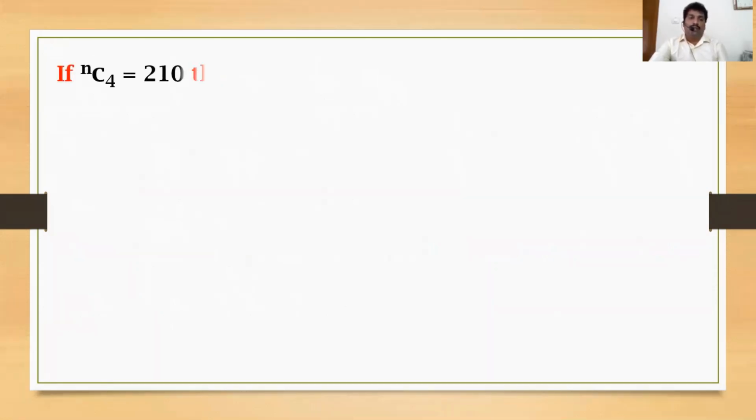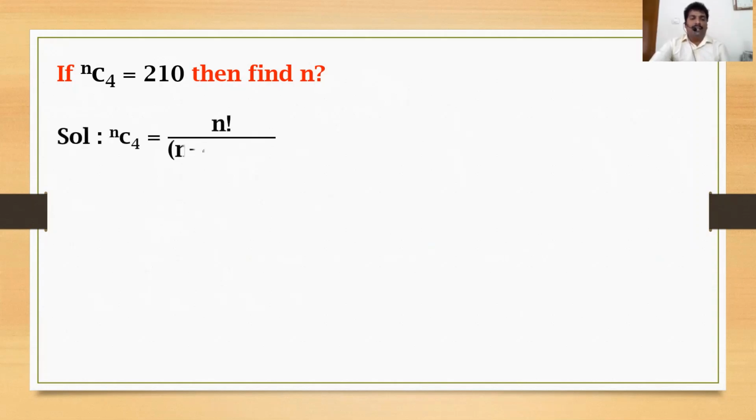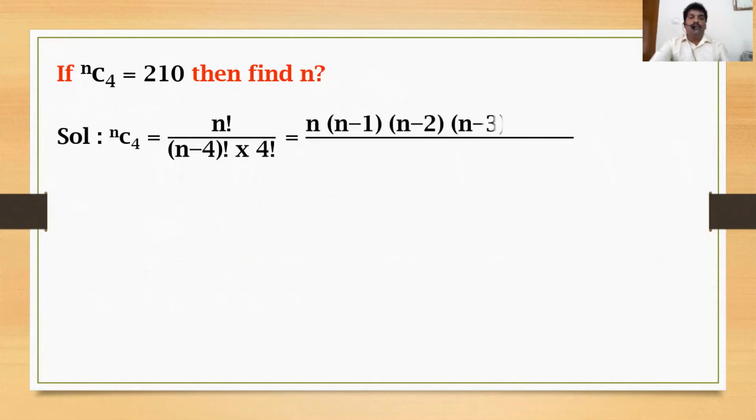Next, one more question. If NC4 is equal to 210, then find the N value. This is an application of the formula NCR is equal to N factorial divided by (N minus R) factorial into R factorial. Using that formula, NC4 is N factorial divided by (N minus 4) factorial into 4 factorial. So N factorial can be written as N into (N minus 1) into (N minus 2) into (N minus 3) into (N minus 4) factorial.